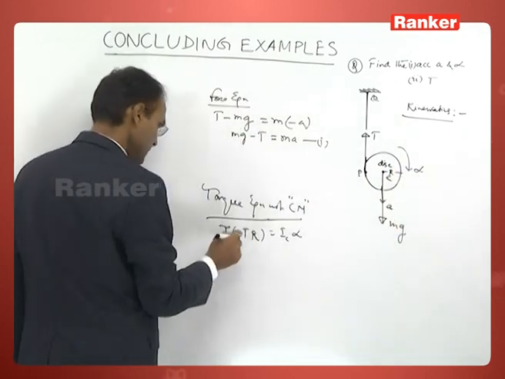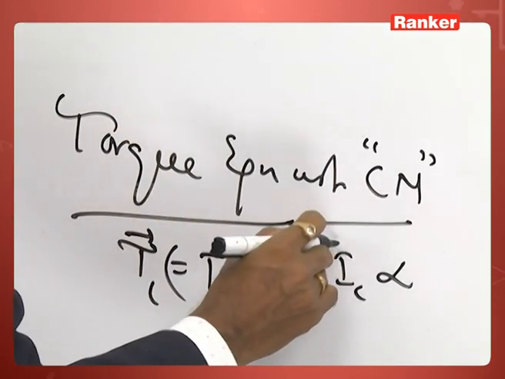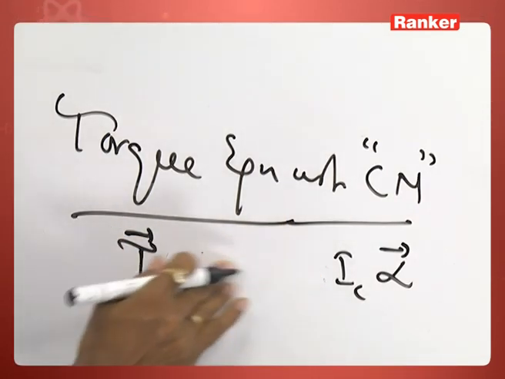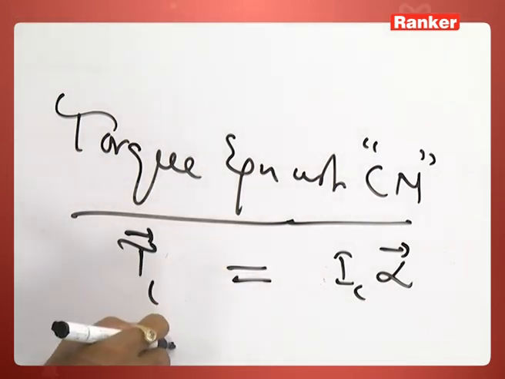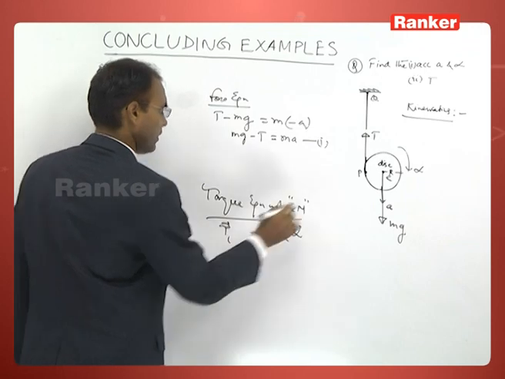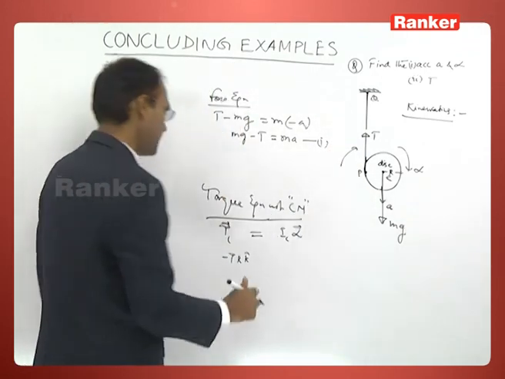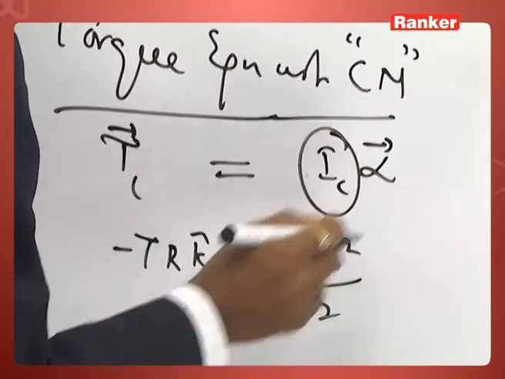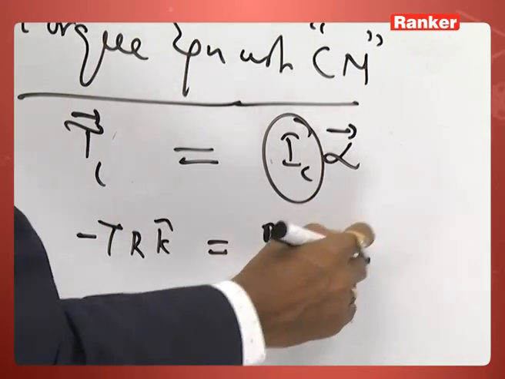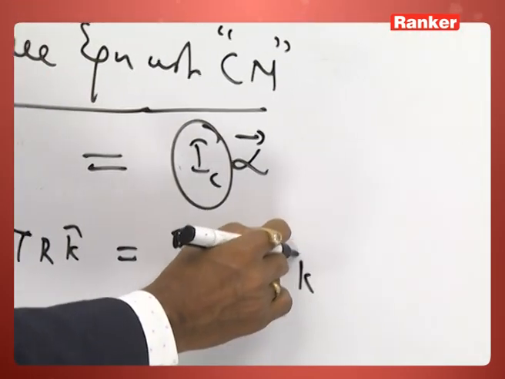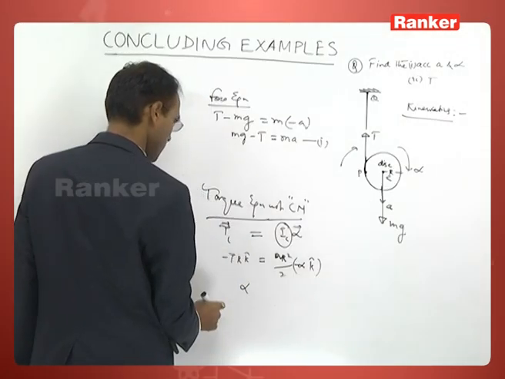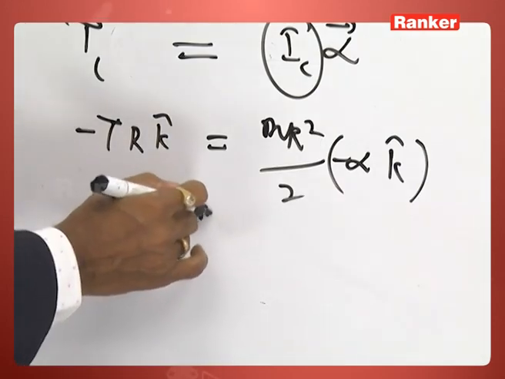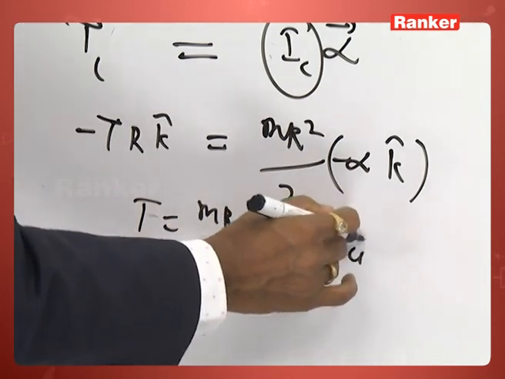Alpha we have taken. The torque tau c is equal to Ic into alpha, and tau c is equal to T into R in clockwise sense, and that's equal to Ic, that is the moment of inertia of the disc about z axis, mr square by 2 into alpha. Alpha I have taken in clockwise manner, so it is minus alpha k cap. In this way you can get T is equal to m r alpha by 2, equation number 2.